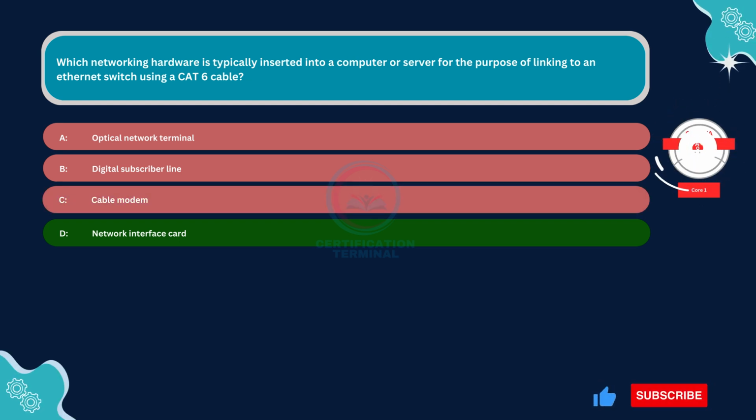Option C, cable modem, is incorrect. A cable modem is a device used to provide high-speed internet access over a cable television network. While it does enable connectivity to the internet, it does not directly connect a computer or server to an Ethernet switch using a Cat6 cable.